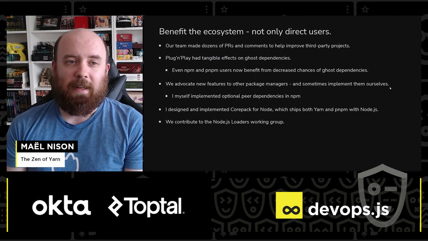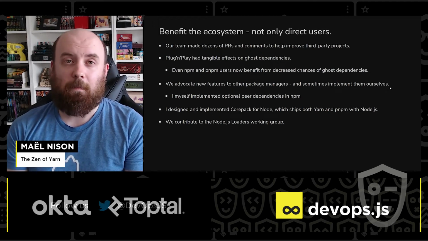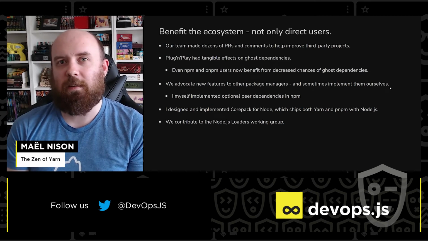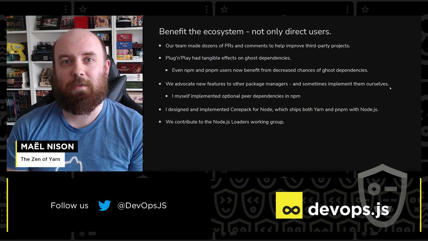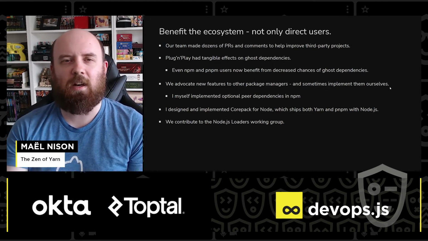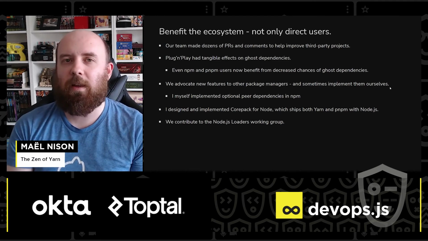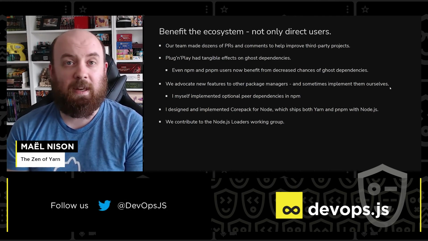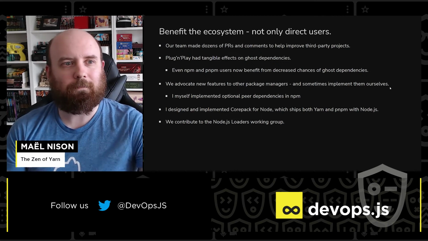Plug and play had tangible effects on ghost dependencies. Even if you're an npm or pnpm user, you can partially thank us for decreasing the chances of ghost dependencies, because again, we've been working with third-party projects to solve their missing dependencies. Each time one of our users told us, hey, Yarn is reporting a problem with this package, we'd look at it, we decided whether it was a problem in Yarn or in the third party, and we discussed with their maintainers. And it improved a lot of packages in a dramatically short time.